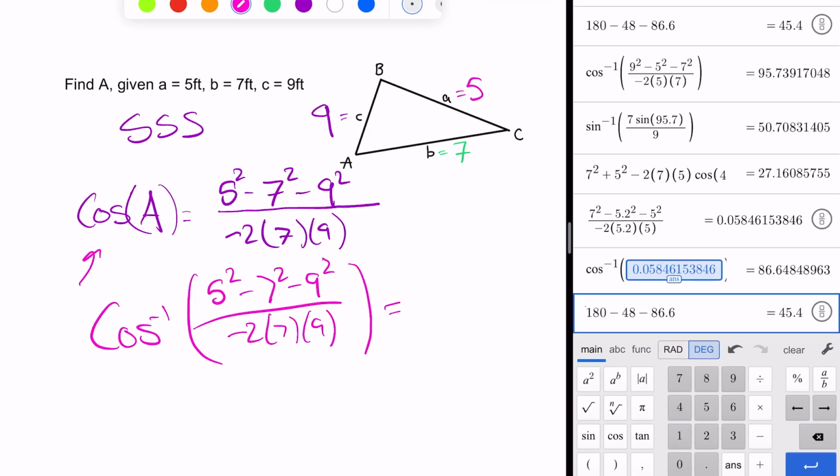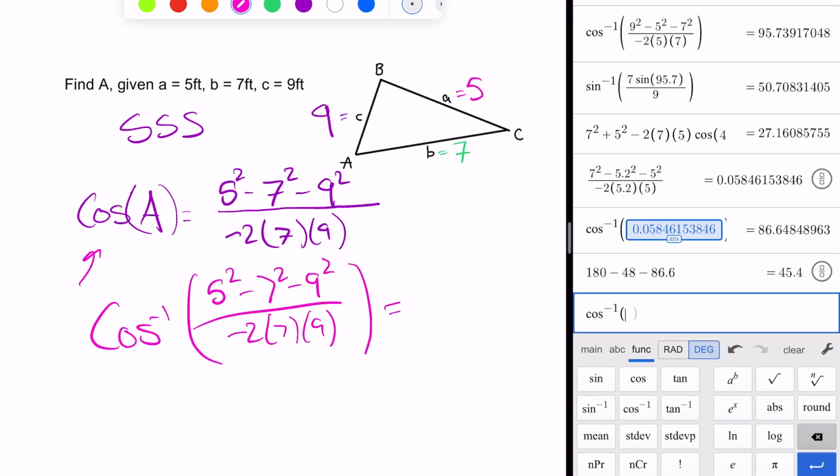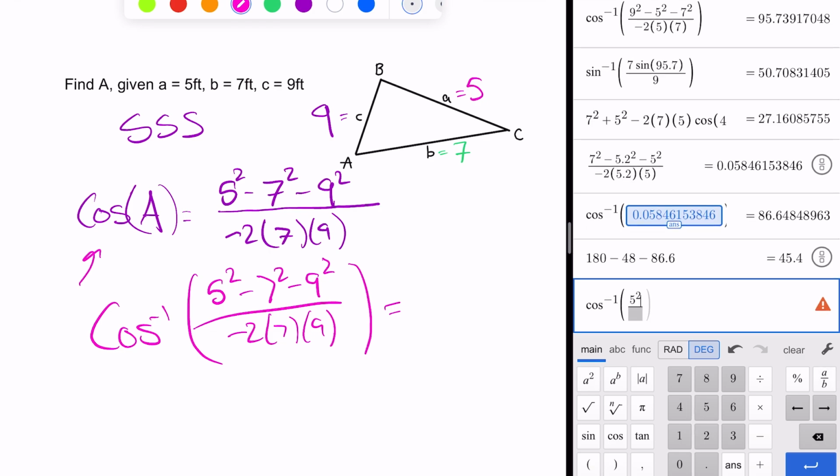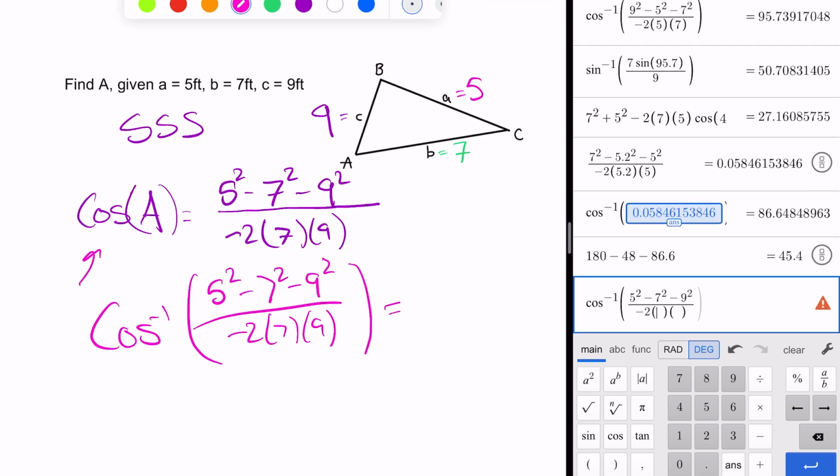So we'll come here, do inverse cosine, come back to main. So I've got 5 squared minus 7 squared minus 9 squared, over negative 2, and then I'm going to do 7 and my 9. And that is going to give me 33.6. So A is going to be 33.6.